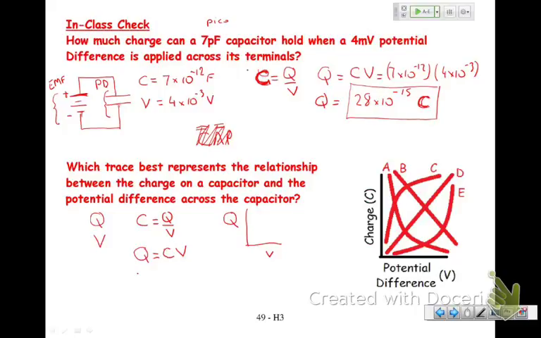Now that's my Y. Sorry, that's my Y. And that is my X. So that's my slope. This is linear, isn't it? So this is linear, that's D. It's not B, it's D.